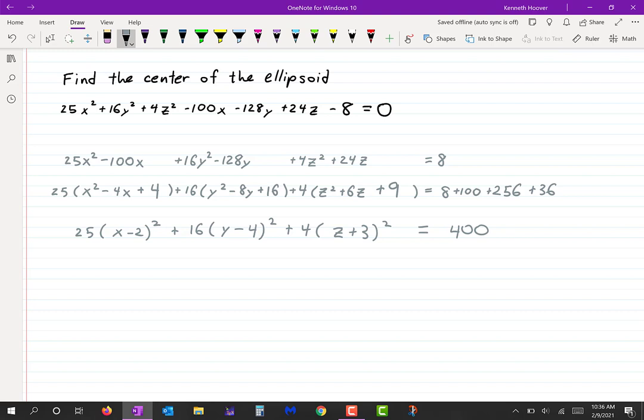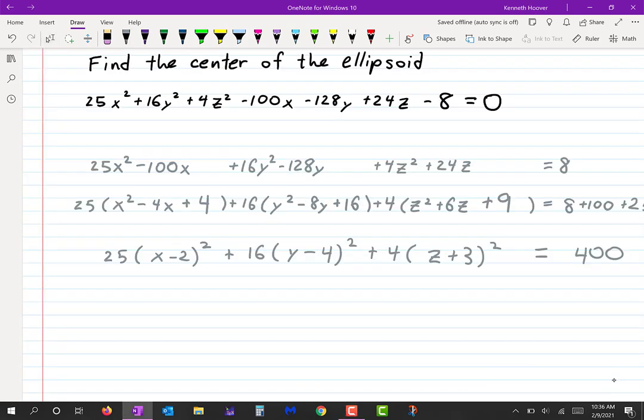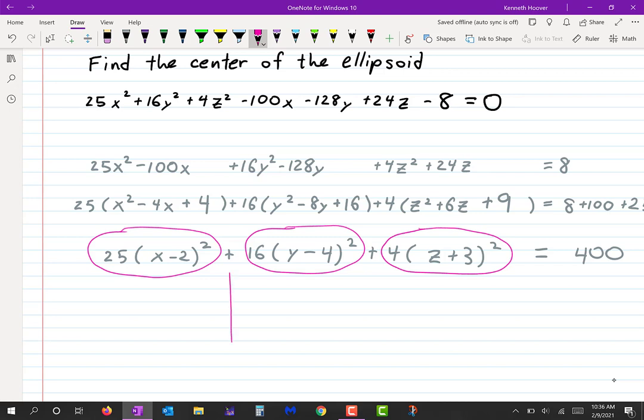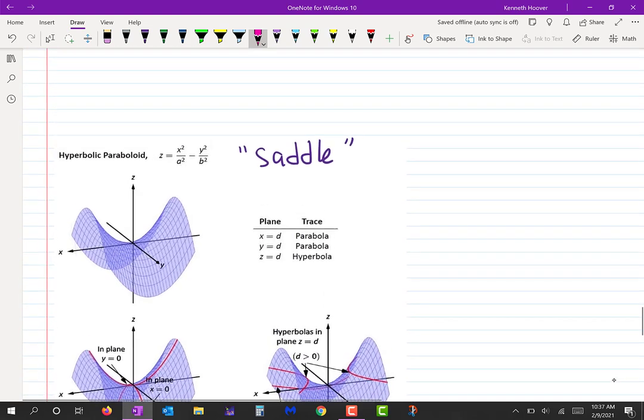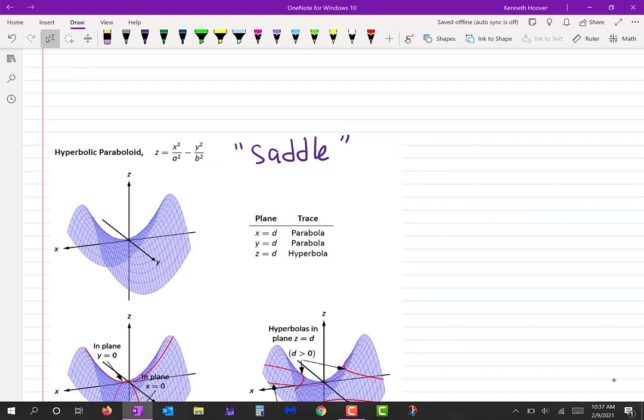Now, here's how I know it's an ellipsoid. Look at what we have here. Three quadratics added together equals a number. Of the six things we looked at, which ones involve three quadratics added together equals a number? Let's just go through the list. Is a saddle three quadratics added together equals a number? No, it's not. It's only two quadratics. This is not a saddle.